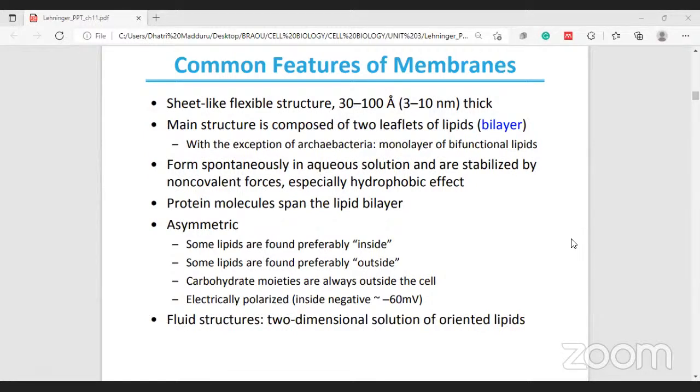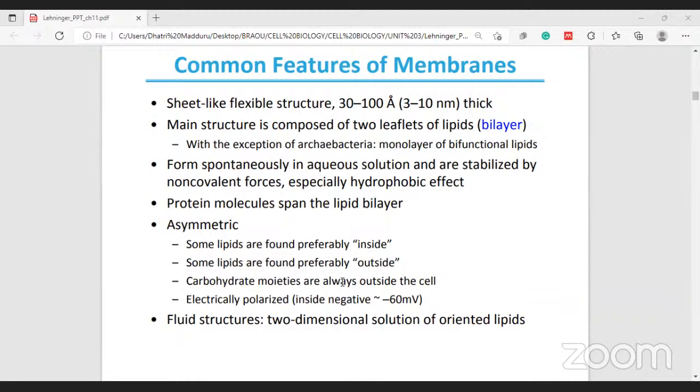And the protein molecules span the lipid bilayers. So we have some protein molecules also in the lipids. And these two layers are asymmetric in nature. They are not replicas of each other, right? If one leaflet looks like one type, the other leaflet will be different. They look similar, but the lipids or the molecules present inside will be different. Some lipids are preferably inside and some lipids are preferably outside. That's why the composition will be different.